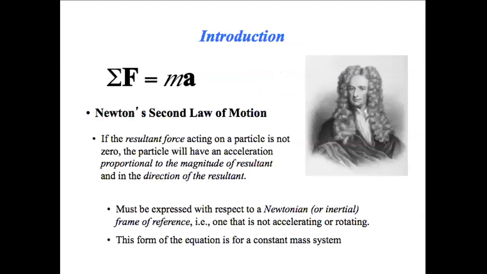Newton's second law of motion. If the resultant force acting on a particle is not zero, the particle will have an acceleration proportional to the magnitude of the resultant and in the direction of the resultant. Newton's second law of motion is sum of the forces equals ma. This form of the equation is for a constant mass system.